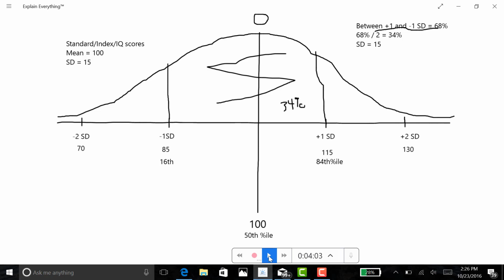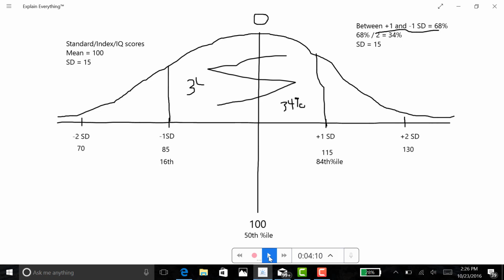68%, remember, divided by 2 equals 34%. So, if 100 is at the 50th percentile, if you add 34% to 50%, you get 84, which means if a student achieves a standard score of 115, one standard deviation above the mean, he scores better than 84 out of 100 students, at the 84th percentile.